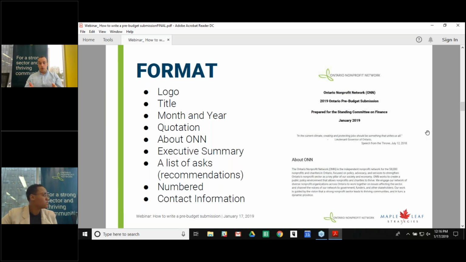So the format we chose to follow was the Nonprofit Network's format. It's perfect. It does exactly what we as strategists would hope to see, and as a former staffer, I can tell you that I would want to read it.